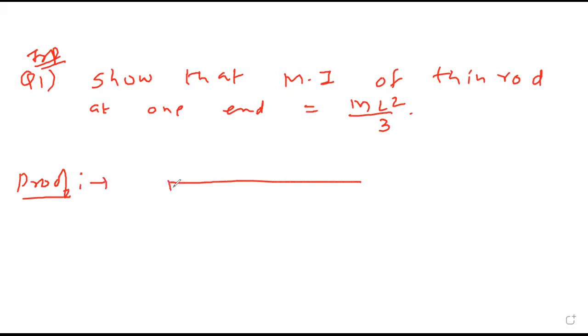So suppose a rod of mass m, length l, about the standard axis, its moment of inertia is ml square by 12. We want it at one end. Can you tell me what will be this distance? L by 2.